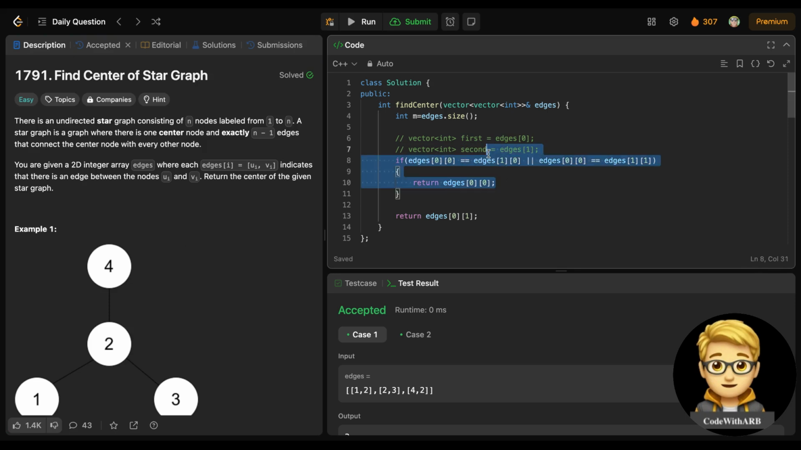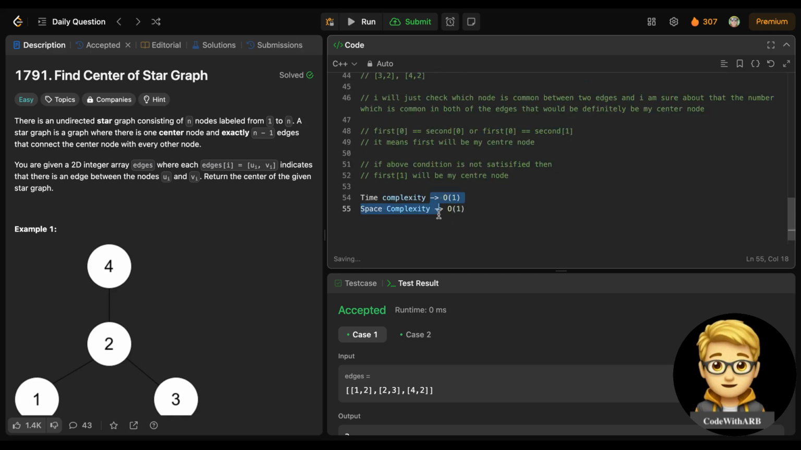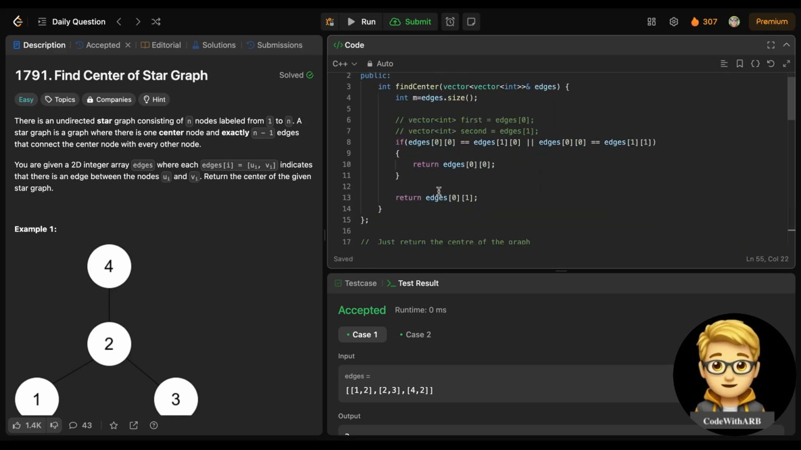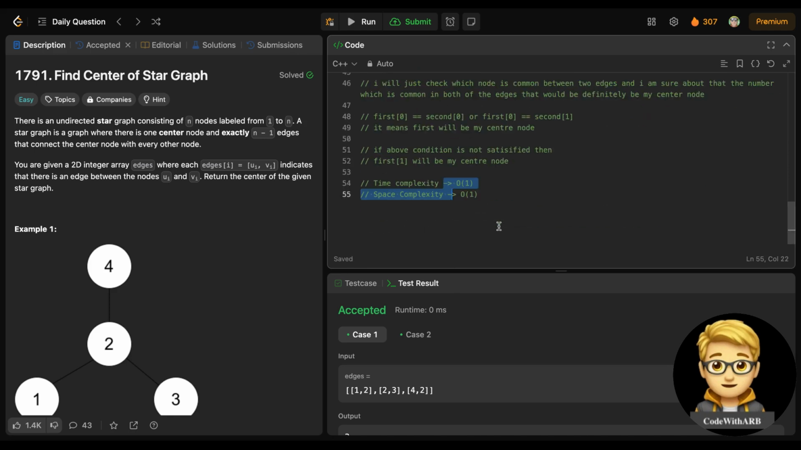So what would the time and space complexity be? Nothing. O of 1, because we have used only if conditions. So time is O of 1 and space is O of 1, because we haven't used any extra space. So this is how we will solve this question. This is just an observation. You can solve it from iterating over the whole thing to O of 1, right? So thank you so much. Hope you liked it. Bye bye.